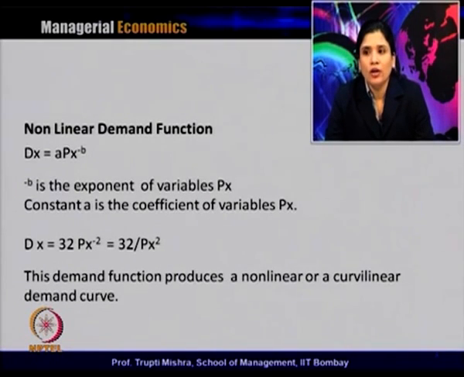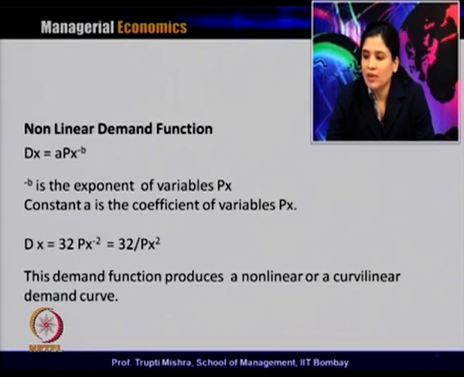So if you are taking a nonlinear demand function, that is dx, which is a function of price px. Here x is the product, px is the price of x, and dx is the quantity demanded of x. Taking the functional form in a nonlinear case, dx is a px to the power minus b. Here a and b are constants. Minus b is the exponent of variable px, and constant a is the coefficient of variable px. If you simplify it further, maybe you take a number term, suppose dx is 32 px to the power minus 2, or we can take just the reciprocal, that is 32 over px square.